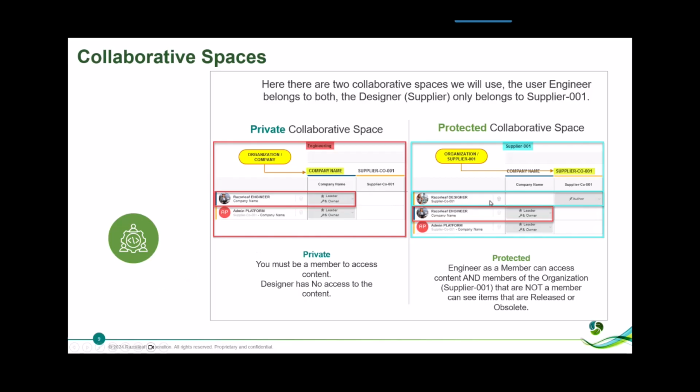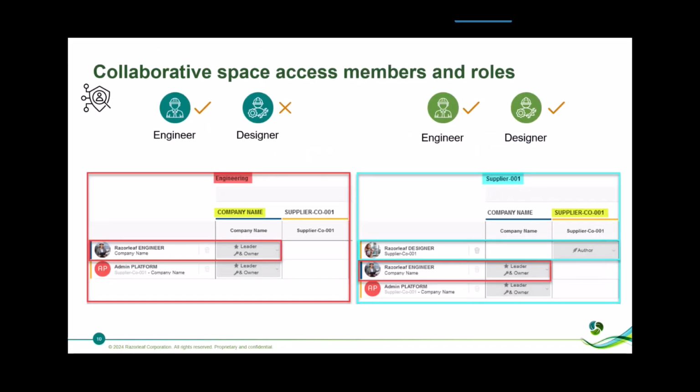Now it might be that the supplier is going to create some data, and when they do, they will store it in the supplier collaborative space. And because the engineer has access to that collaborative space, they'll be able to see the content that's created here. Okay. Again, just another graphic to show you that the designer has no access to the engineering collaborative space, and then the engineer and designer both have access to the supplier collaborative space.